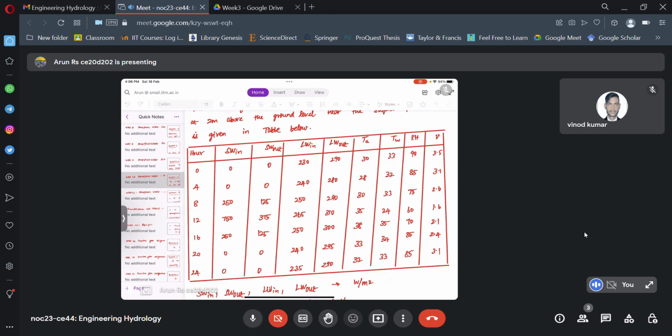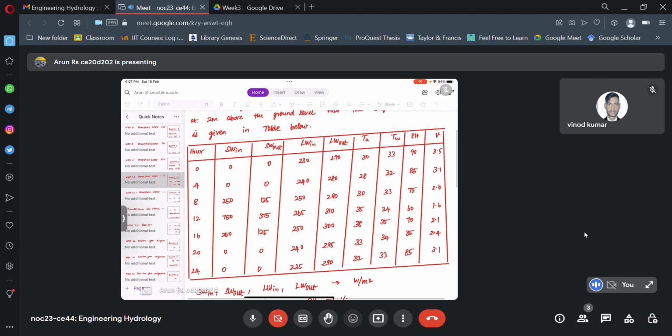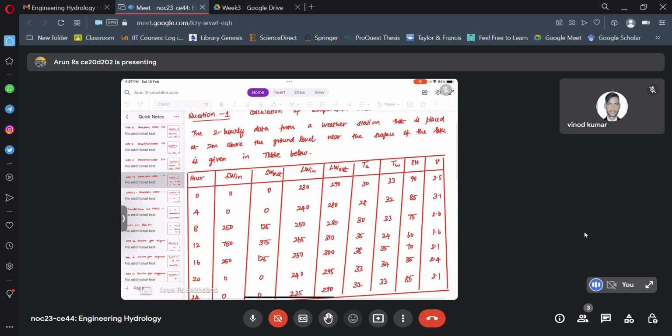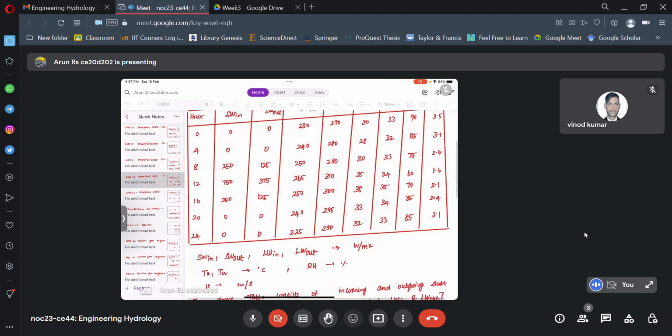SW in and SW out are the short wave radiation. Short wave radiation is nothing but the incoming solar radiation, and LW is the long wave radiation emitted from the earth, that is LW in and LW out. And we have the air temperature, then TW is the water temperature, RH is relative humidity, and V is the wind velocity, measured at 2 meters above the ground level.